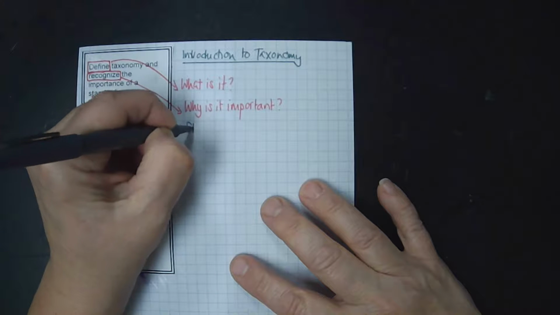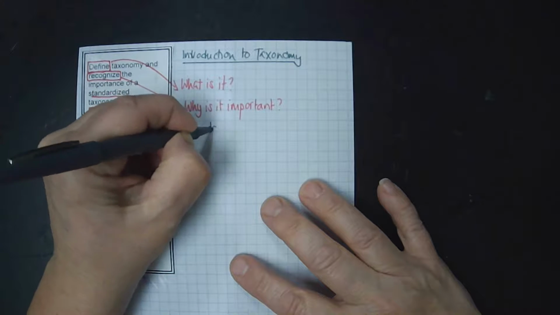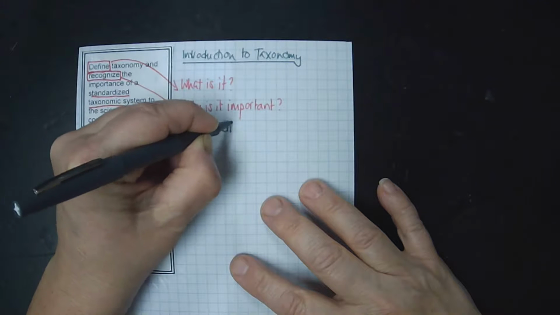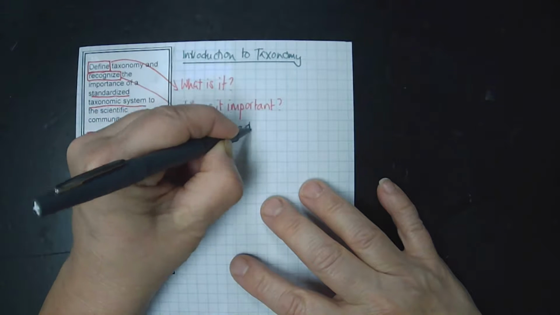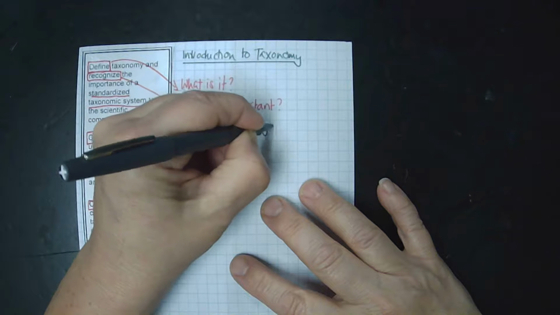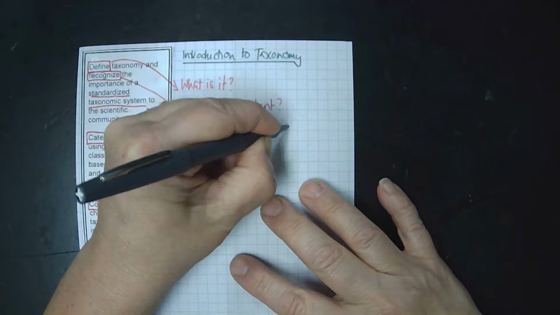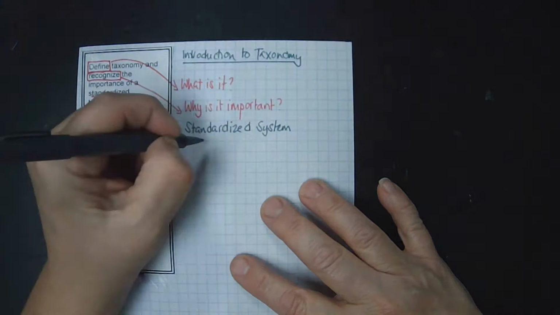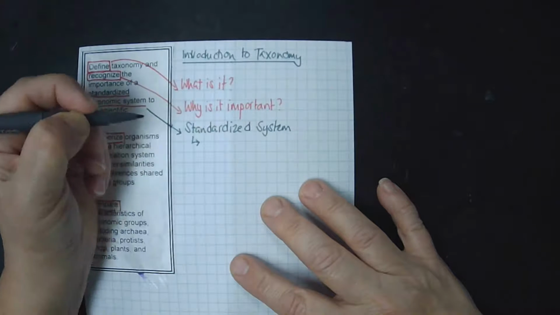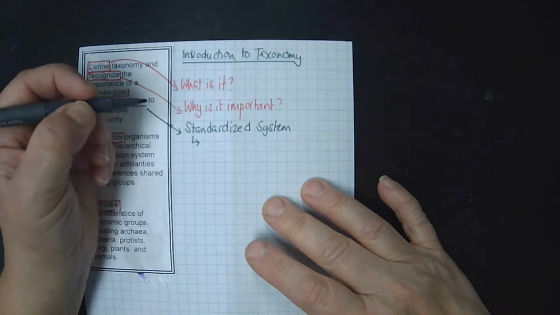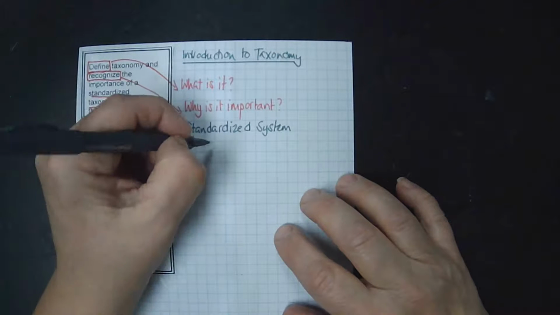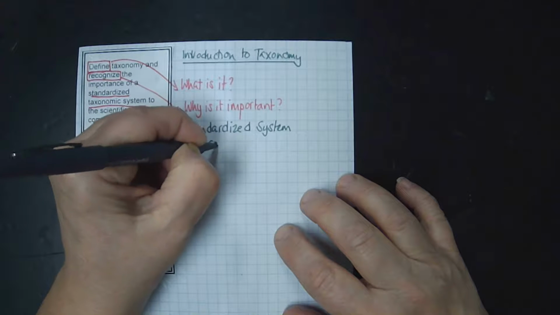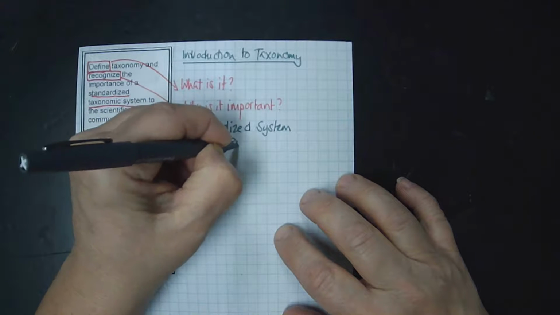So standardized, anytime you're talking about a standardized system, it doesn't matter where you are in the world, you're going to use the same kind of process, same set of standards, same set of rules. So it is the same everywhere.